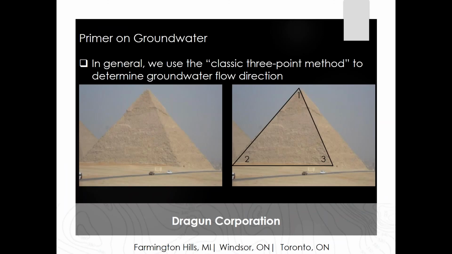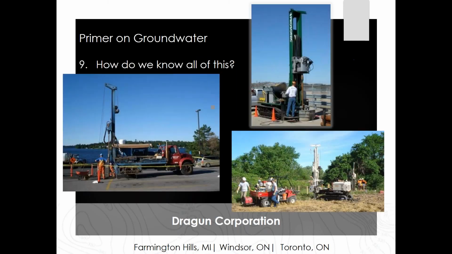And we use a technique called the three-point method to figure that out. Basically what we're looking at is assuming the water table, the top of the zone of saturation, is a plane that has a slope. And if we know 3 points of elevation, like on this pyramid, 1, 2, 3, then we can interpolate the elevations between those points and come up with a map or a contour map of the elevations.